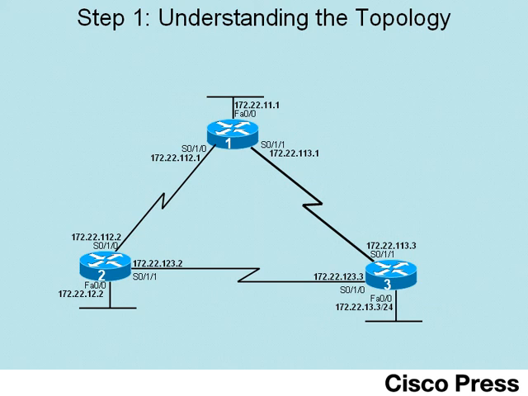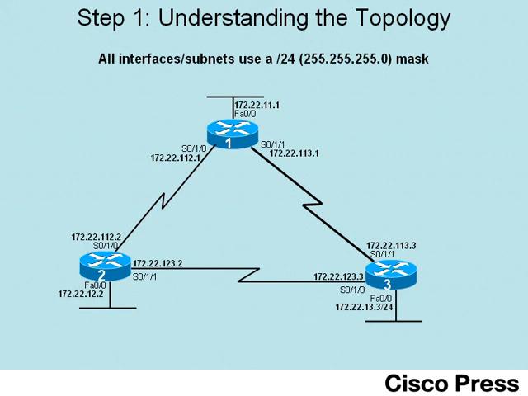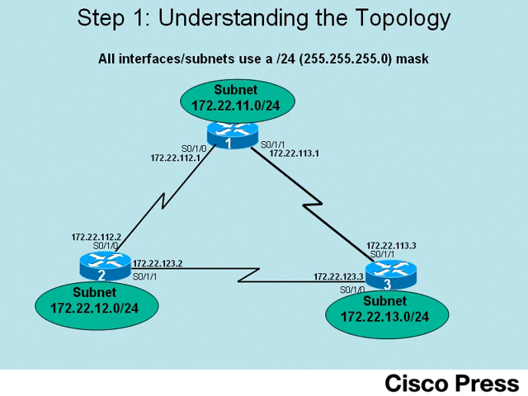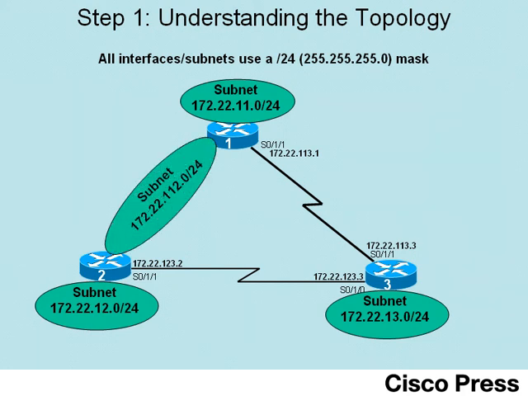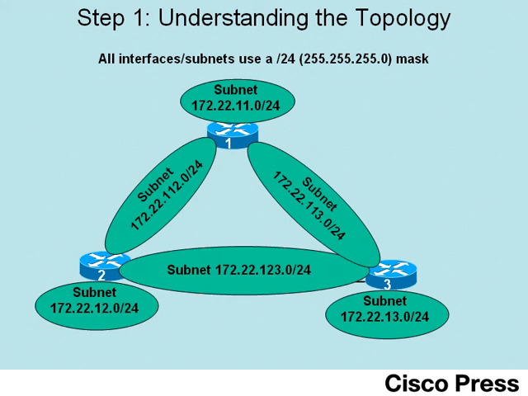Next, consider the subnet shown in this figure. This figure will have 6 subnets, and each subnet happens to use a mask of 255.255.255.0. That way the math will be pretty easy and you can focus on the RIP configuration. So in this case, notice the LAN subnets will be 172.22.11, 12, and 13 as shown here, and the 3 serial links will have subnets 172.22.112, 113, and 123. Once RIP is configured and up and working on all 3 routers, each router will have routes to reach all 6 of these subnets.